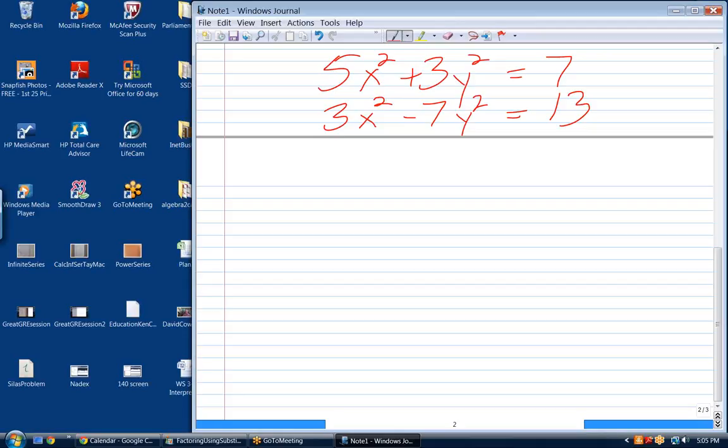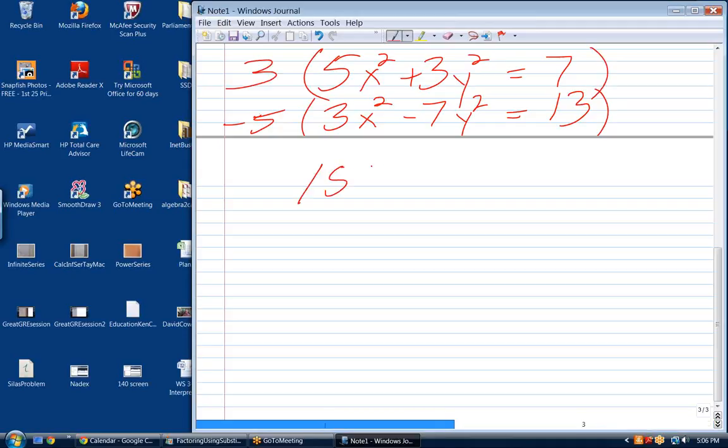But what else could we do? I think what I did on this one, when I was going through it, I think I multiplied the bottom equation by -5 and the top one by 3. That will work just fine. Let's do that. So the bottom one's by -5, and the top one's by 3. So let's rewrite the top one. Plus 9y squared equals 21.